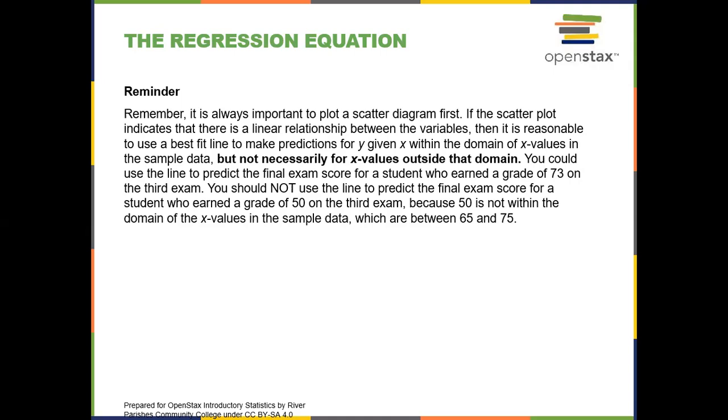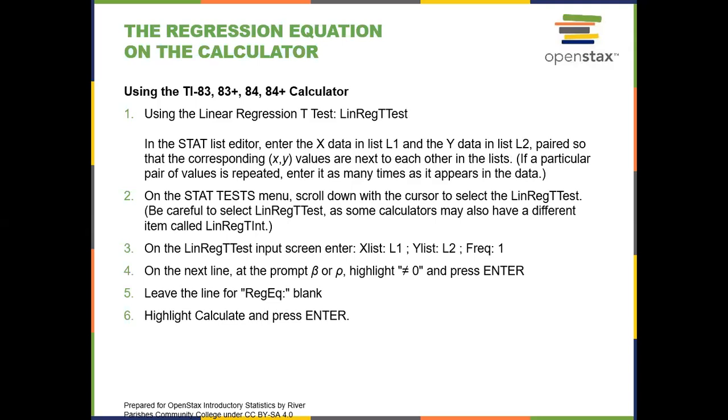You could use the line to predict the final exam score for a student who earned a grade of 73 on the third exam. You should not use the line to predict the final exam score for a student who earned a grade of 50 on the third exam, because 50 was not within the domain. That means within the range of x values in the sample data, which are between 65 and 75. 65 is the lowest point, so 50 is below it. So bottom line, do not use the regression line to predict the final score when the third exam score is 50.